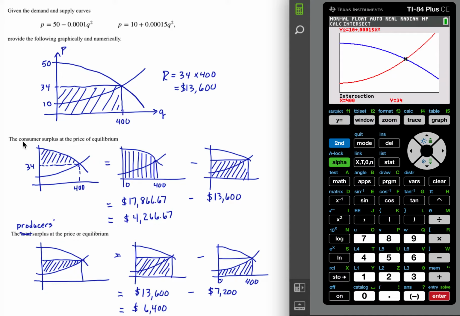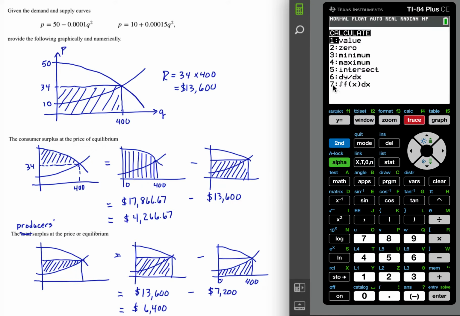Next, I'm going to look at finding the consumer surplus. In order to evaluate the shaded area here, I'm going to first find the area under the demand curve and subtract off the rectangle at equilibrium. So let's find the area under the demand curve between 0 and 400. I'll press 2nd Trace for Calculate, number 7 for the definite integral.